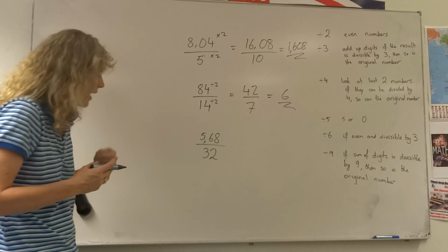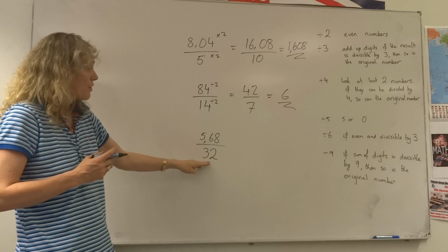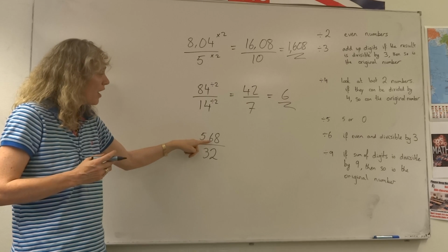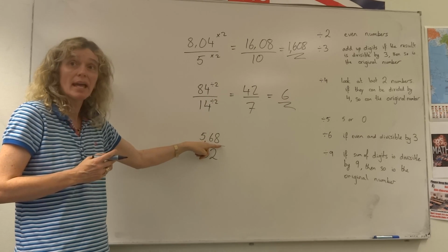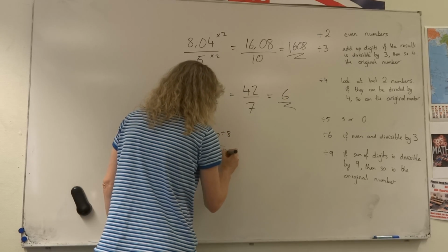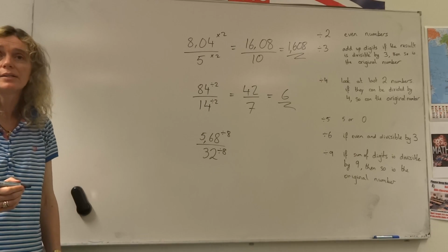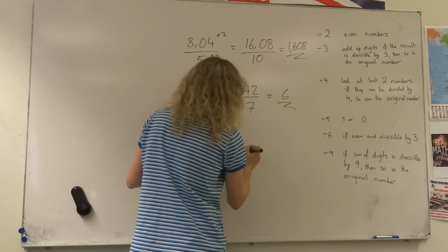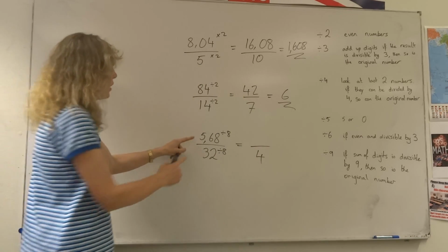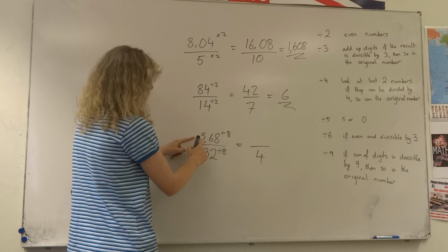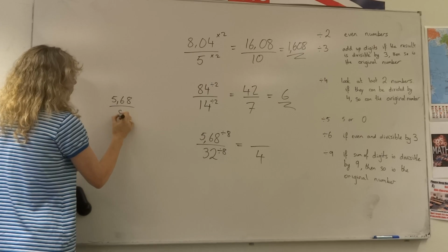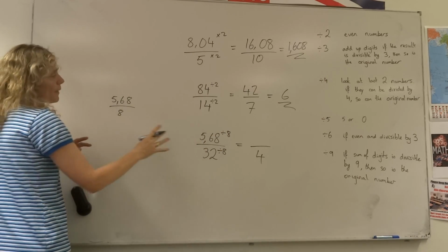But could I simplify it? I wonder. 32 divides by 8. 56 divides by 8, and 8 divides by 8. So what I could do here to simplify is, I could divide my top and bottom numbers by 8. If I divide 32 by 8, I'd get 4 8s are 32 on the bottom. Okay, let's divide 5.68.